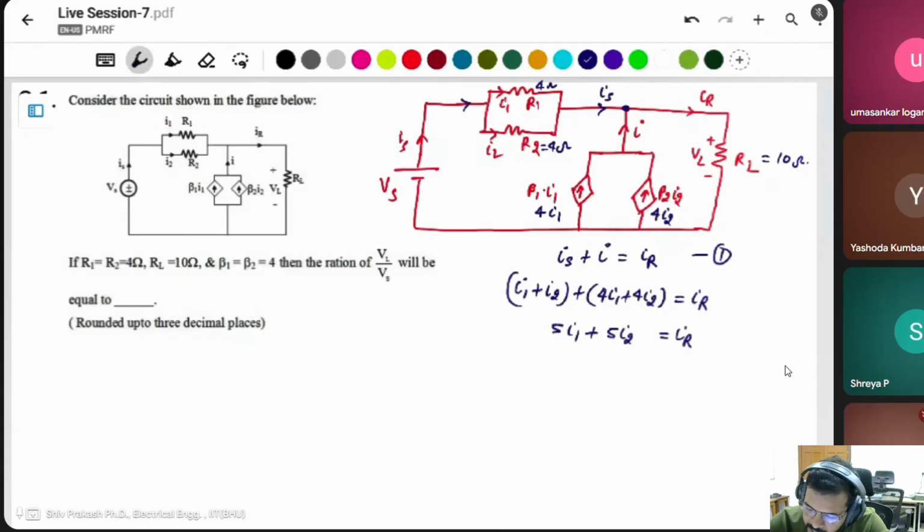Because here you can see both resistances are the same, then you can say I1 is equal to I2, because both voltage drops will be the same, both resistors are the same in parallel combination. Then if it's the same, it means 10 I1 is equal to IR. Question number 2.